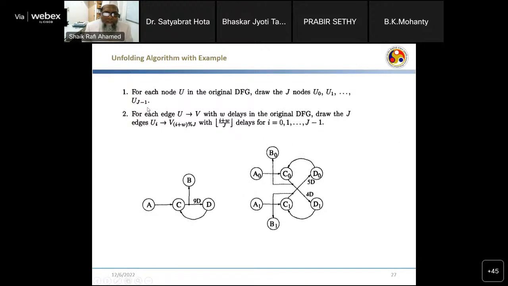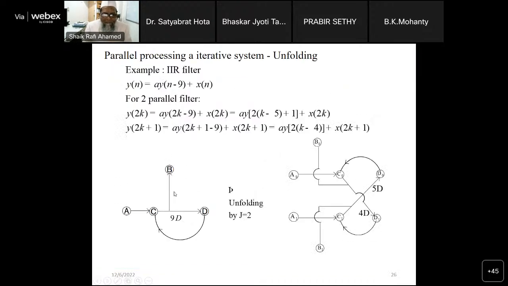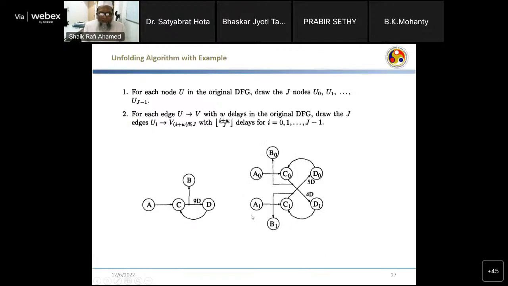So you see this algorithm states that if there is a node U in the original DFG, then for a J parallel processing system, J nodes will be there. Like here, this C is adder, D is multiplier. For a two parallel processing system, we have two adders C0, C1, two multipliers D0, D1. If it is a three parallel processing system, three C's will be there, three D's will be there. So in general, the computational blocks for an L parallel processing system will be L. So here I am taking a J parallel processing system, so J nodes of U will be there. What is this node? It can be an adder, multiplier, or any computational block.